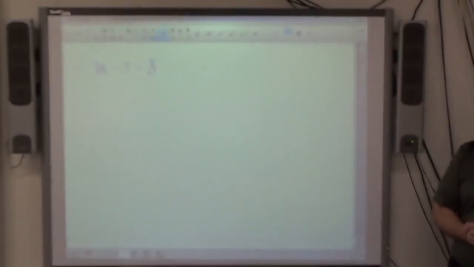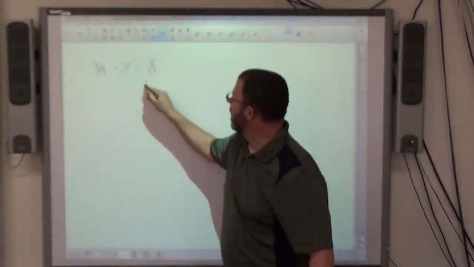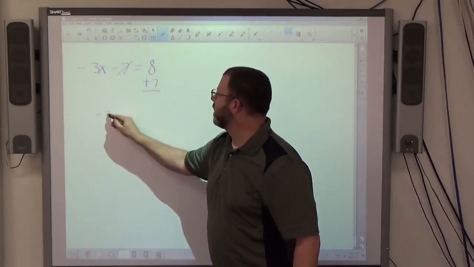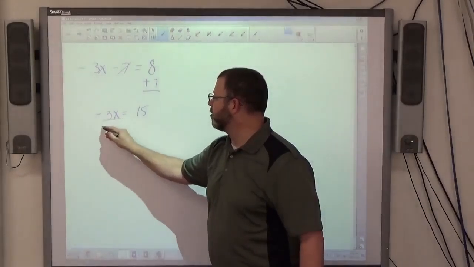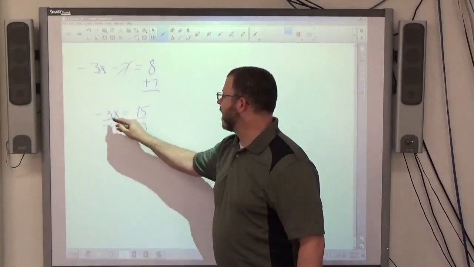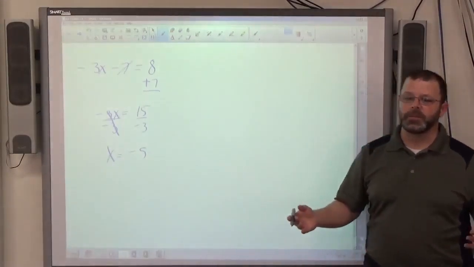If I'm trying to solve this equation, my first step is to move the 7 to the other side. It becomes positive 7. Negative 3x is equal to positive 15. The next step is to divide both sides by negative 3. And that gets me x is equal to negative 5. Alright, that's solving an equation.